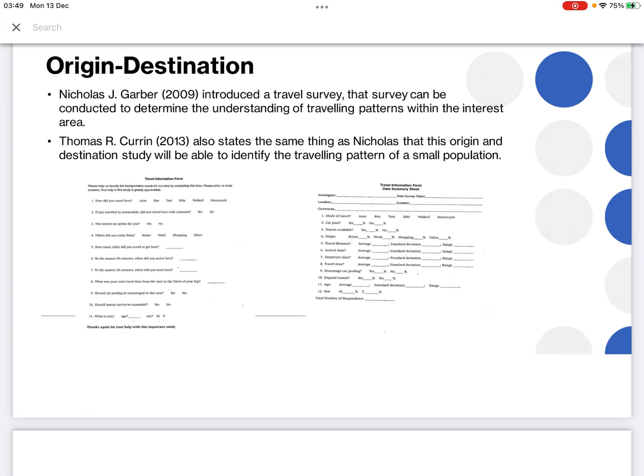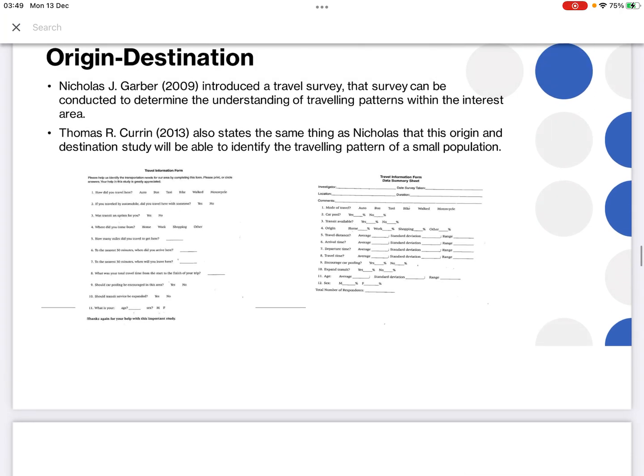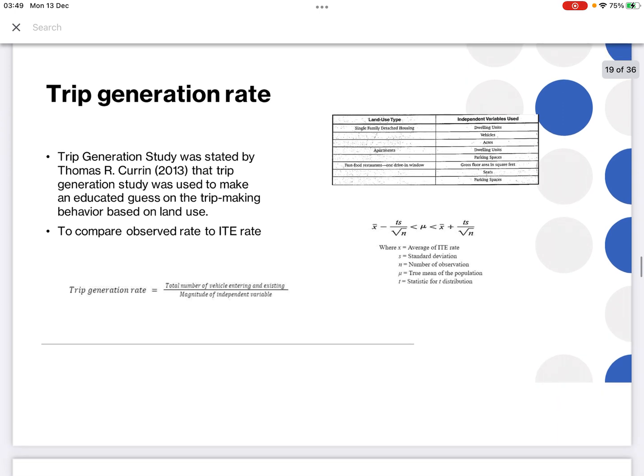Origin-destination is a travel survey that can be conducted to determine an understanding of travel patterns and interest. It will be conducted using these two surveys.